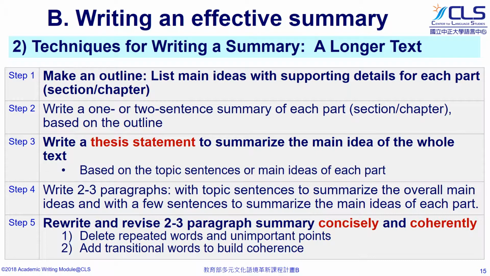Then, we write a thesis statement to summarize the main idea of the whole text, based on the topic sentences or main ideas of each part. Next, we write 2 to 3 paragraphs with topic sentences to summarize the overall main ideas. Finally, we revise the summary for conciseness and coherence.